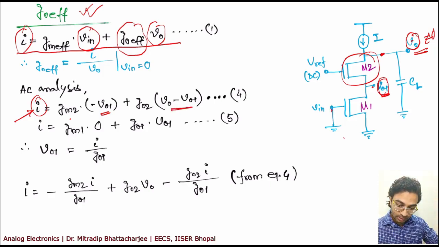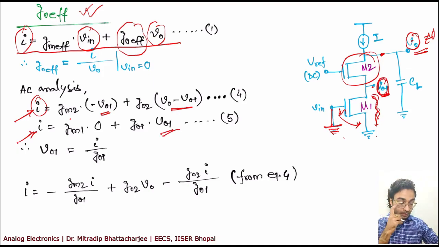And for this one, your input is grounded. So what is your VGS1 value? 0. Your input is 0. And what is the value of VDS? The output one, it's V01 minus 0, so it's V01. Same, you got another expression for I. Now why are these I's always kept equal? Because same current is flowing, right? Same current is flowing through both the transistors. So I can keep I equal for both the transistors. In the previous case also I kept it equal.